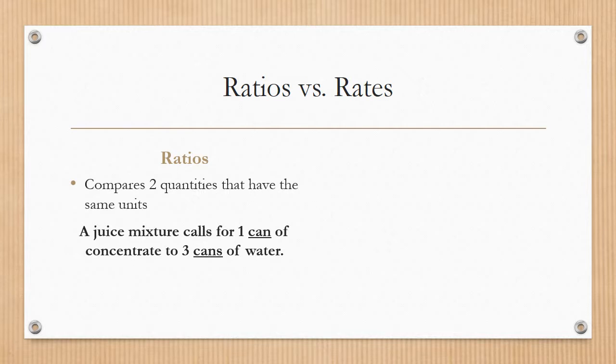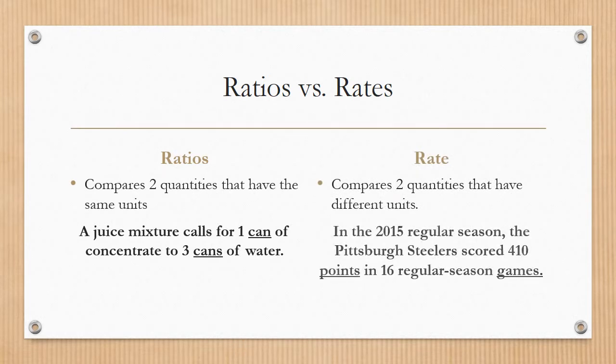On the other hand, we could compare two quantities that have different units, and this we would call a rate. An example of a rate would be in the 2015 regular season, the Pittsburgh Steelers scored 410 points in 16 regular season games. Notice here that we're now comparing points to games. Those are two completely different units, so we call this a rate.